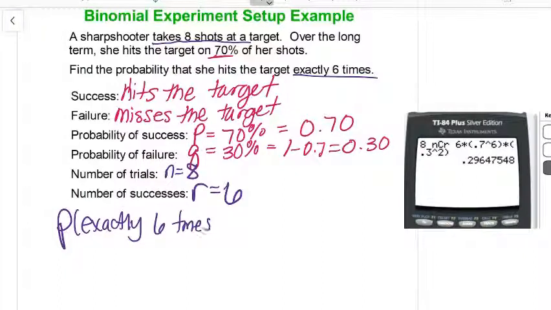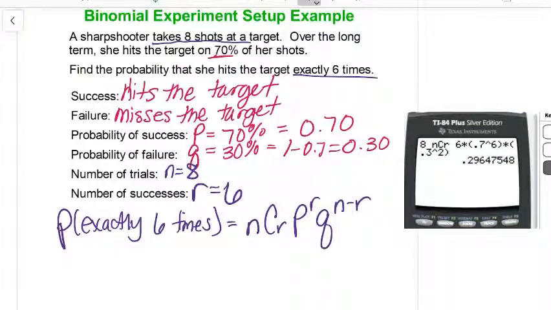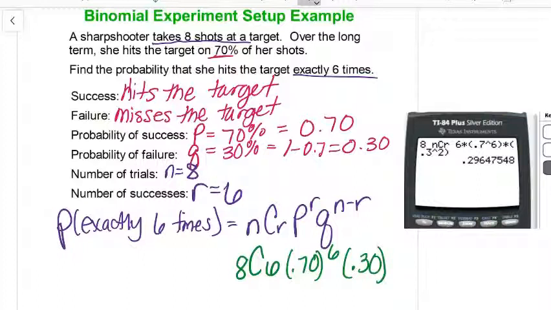I'm going to write out the formula first, and then I'll plug in the numbers. So the formula was N choose R, P to the R, Q to the N minus R. So that's 8 combinations choosing 6. So 8 choose 6. Probability of success was 0.7, and I want 6 of them to be successful. So 0.7 to the 6th. And then N minus R, 8 minus 6, will be 0.3, our failure rate, to the 2nd power. So the exponents always add up to your total number of 8.